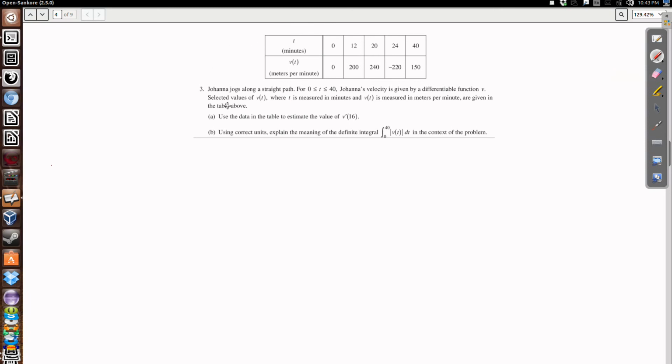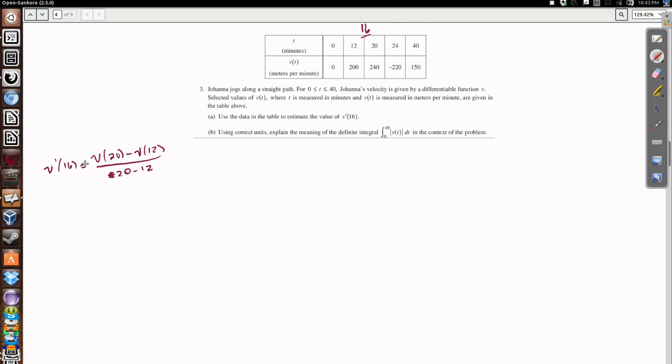So Joanna jogs along a straight path. For 0 less than t less than 40, Joanna's velocity is given by a differentiable function v given by this table. And part A says use the data in the table to estimate the value of v prime of 16. And you'll notice that there is no 16 on our table, but it does lie smack between 12 and 20. And I know that I can estimate v prime of 16 by looking at the slope between 12 and 20. So v of 20 minus v of 12 over 20 minus 12.